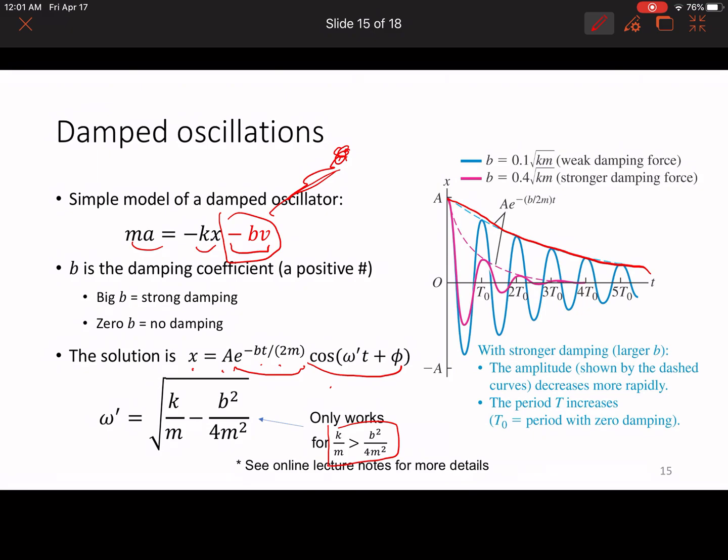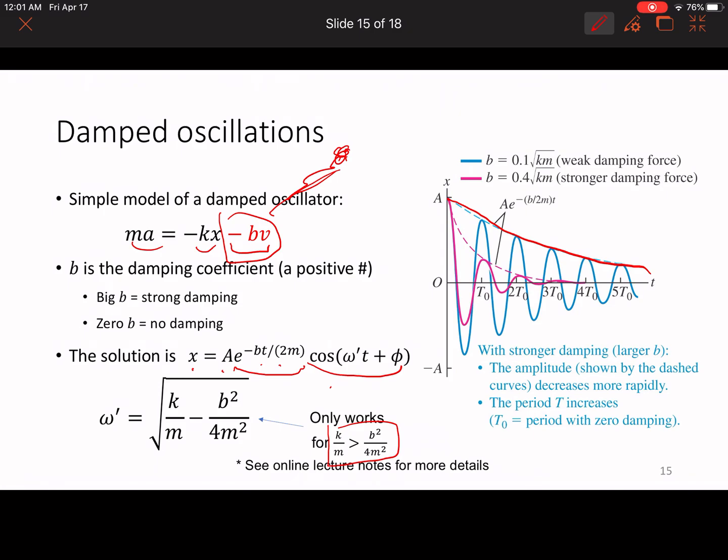For b squared greater than 4mk, I have what are called overdamped oscillations. And that's where it just looks like the sum of two exponentials. So it never oscillates. It's too strongly damped to ever oscillate. And eventually it returns to equilibrium.